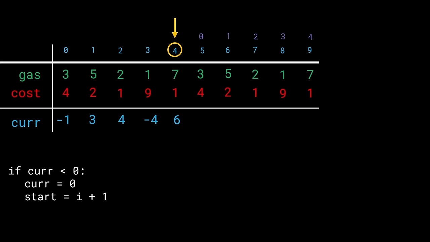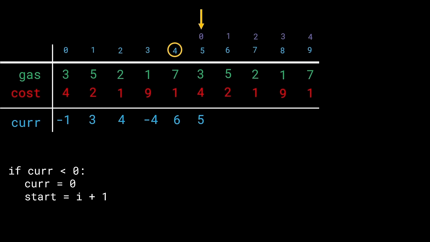capacity of, well, of course the tank capacity is infinite, but now we have the current as six and we're going to add it to the gas and remove the cost from it. So we'll do six plus three minus four. Notice one more thing that we're doing. Remember that we copy pasted the array once, right? If you can see, the indices 5, 6, 7, 8 are nothing but a copy of 1, 0, 1, 2, 3, 4. And of course, you can compare the gas and the cost values as well.